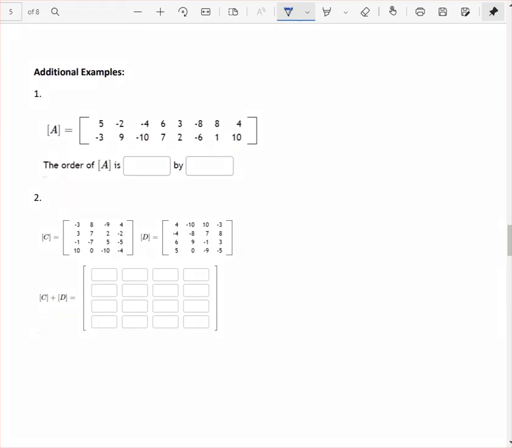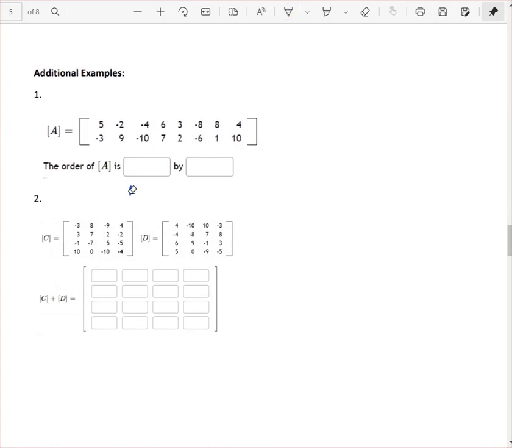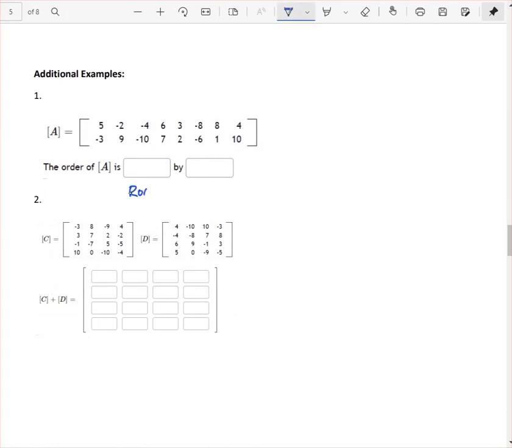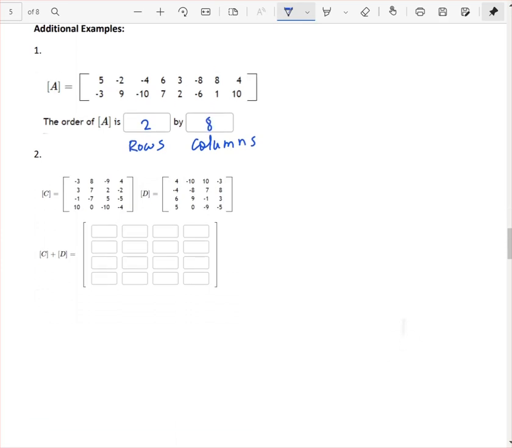So like the order of the matrix. The order of the matrix is the size. So on here, you're going to put the number of rows. And on this one is the number of columns. So how many rows? 2. How many columns? 1, 2, 3, 4, 5, 6, 7, 8. So that's how you write that.